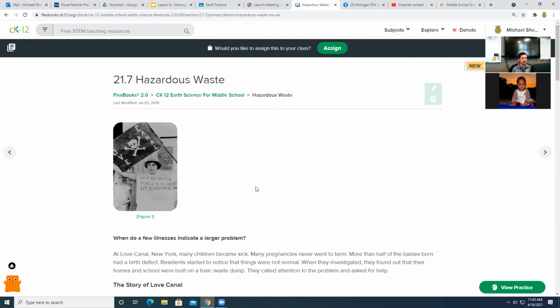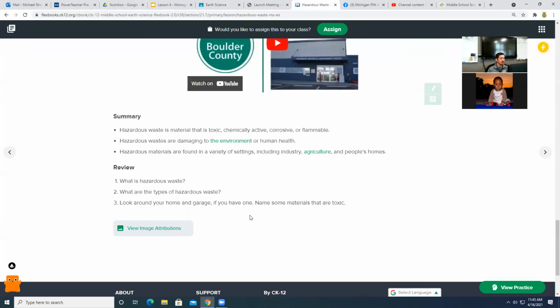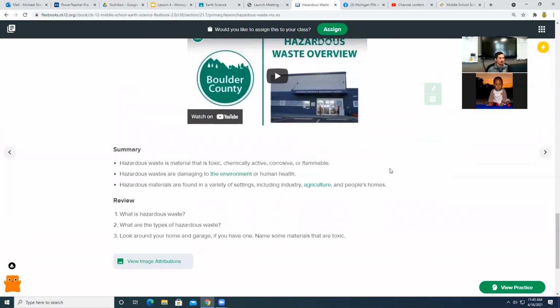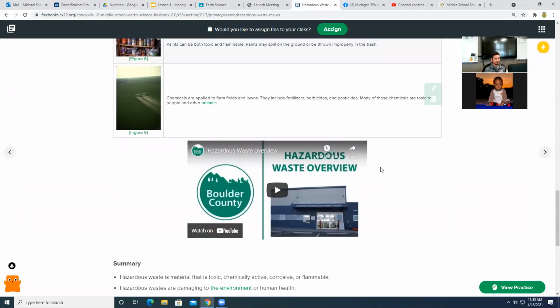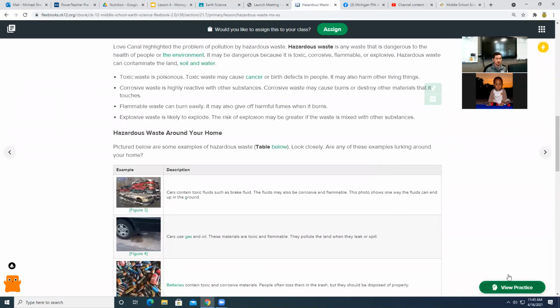So your two CK12s that you need to do today are 21.7 hazardous waste. What you need to do is come down here and read the review questions. What is hazardous waste? What are the types of hazardous waste? And look around your home and garage if you have one. Name some materials that are toxic. So a little bit of homework there. You need to go ahead and look over those. You need to read through this and then do your practice quiz.